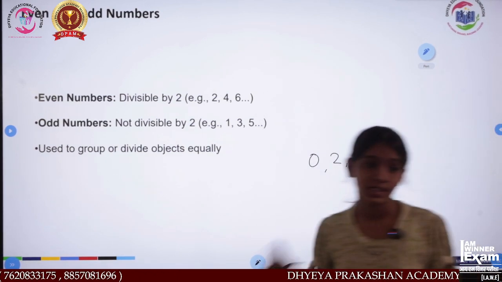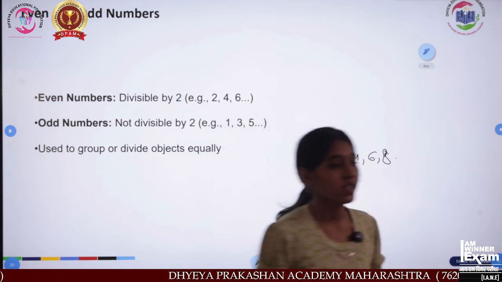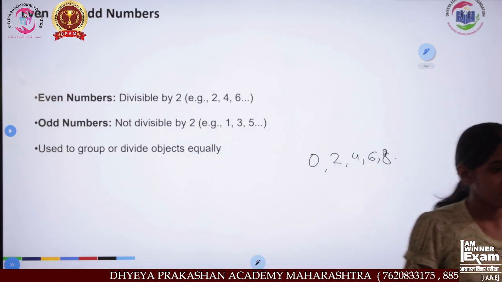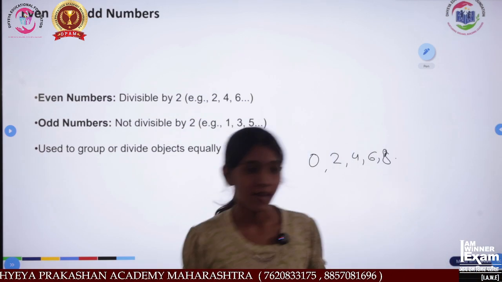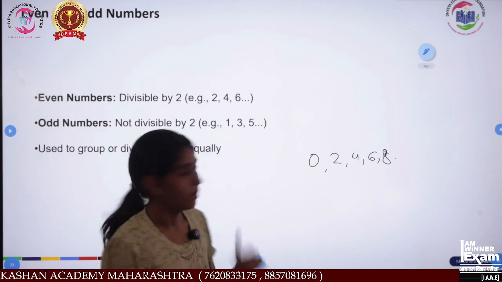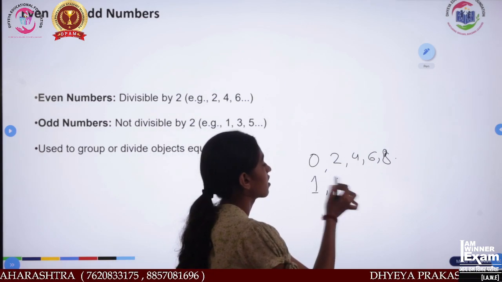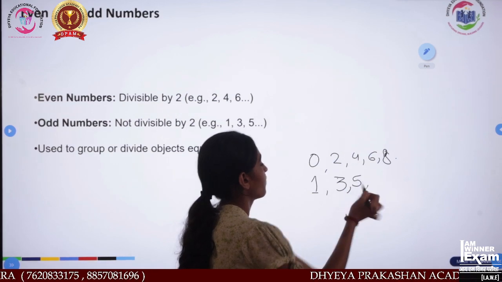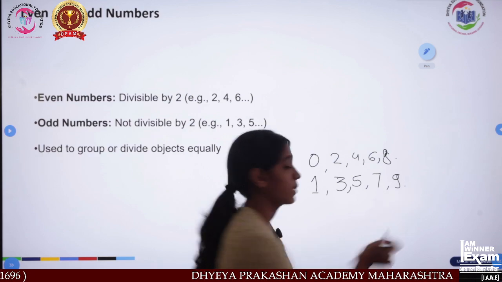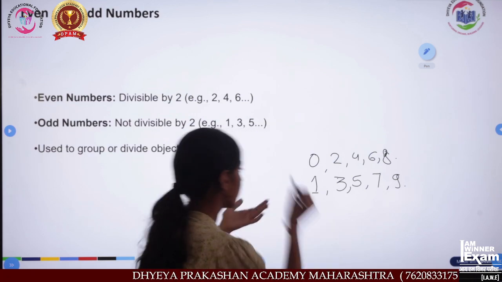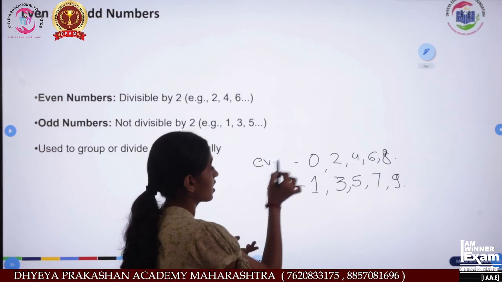An odd number is not divisible by 2. That means after dividing any number by 2, the remainder will be 1, and then it is an odd number. An odd number ends with 1, 3, 5, 7, 9. Always remember odd numbers end with these and even numbers end with those.